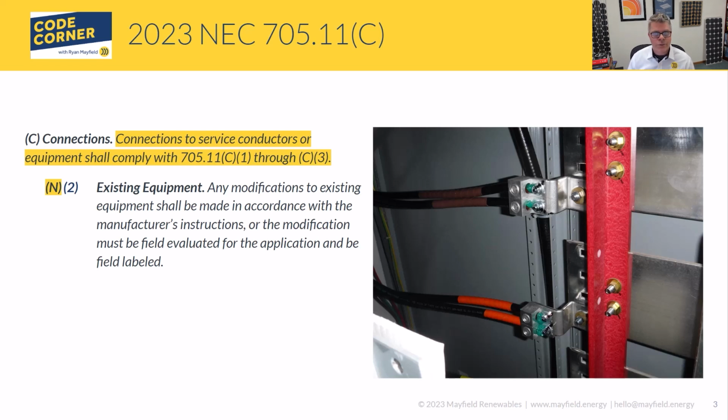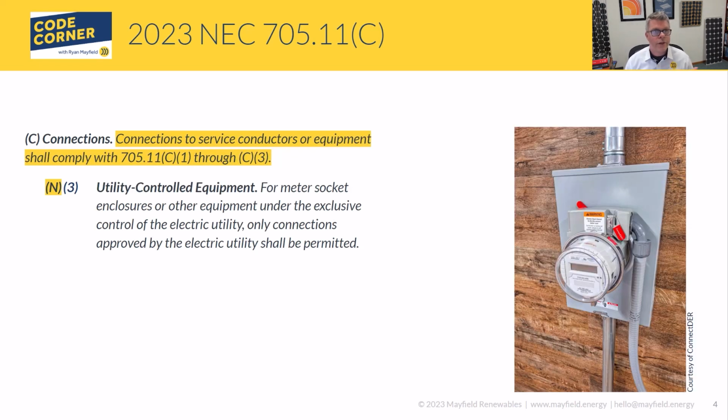So you can't just be going in and adding lugs just because there's holes in the bus bar. Doesn't mean that they're necessarily mechanically meant for it. They weren't designed for adding mechanical lugs, or maybe they were very specific types of lugs. So making sure that you're not altering the existing equipment outside of the manufacturer's original intent is really important. And then the third one for 705.11(c) talks about utility controlled equipment.